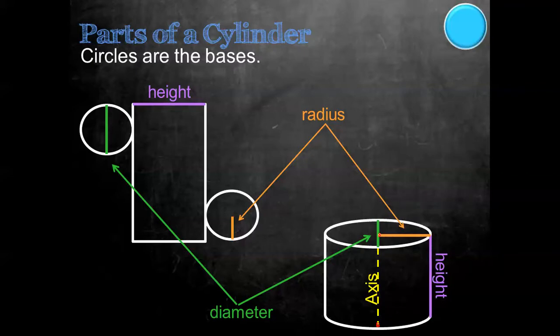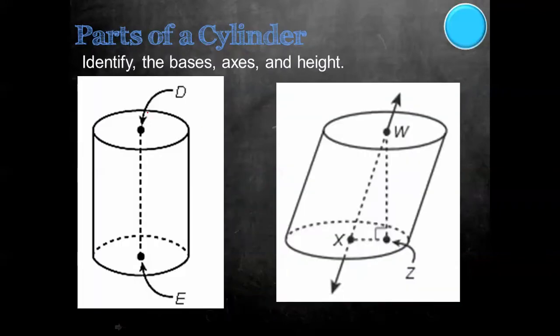In a right cylinder, one that's upright like this, the axis and the height are the two main things, because the height is the line that goes straight from the top of one of the bases straight down. I'll show you an example of what I mean here in a second. On this one we want to identify the bases, the axes, and the height.